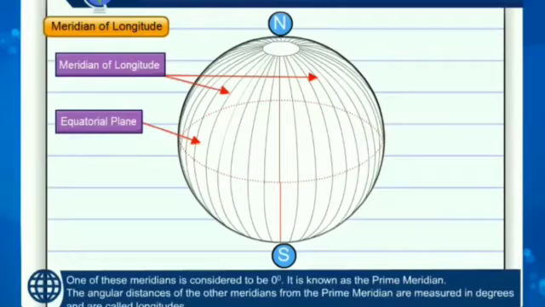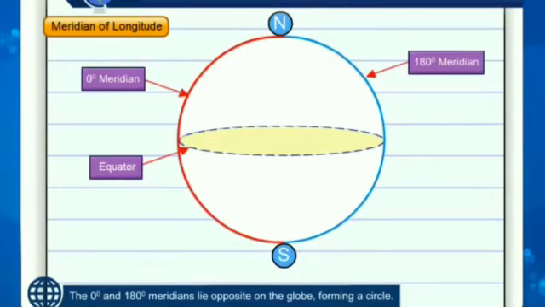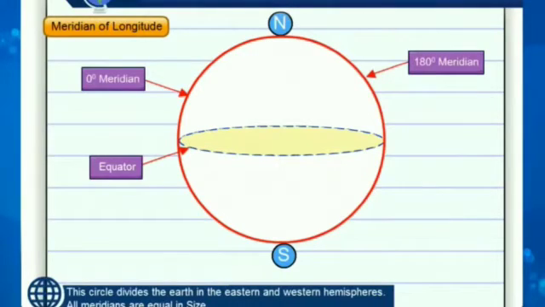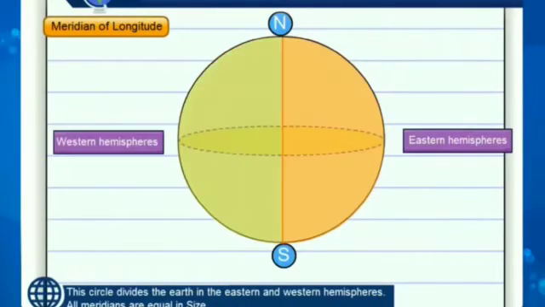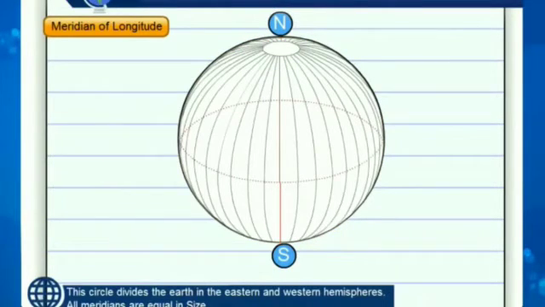One of these meridians is considered to be 0 degree. It is known as the prime meridian. The angular distances of the other meridians from the prime meridian are measured in degrees and are called longitudes. The 0 degree and 180 degree meridians lie opposite on the globe, forming a circle. This circle divides the Earth in the eastern and western hemispheres. All meridians are equal in size.